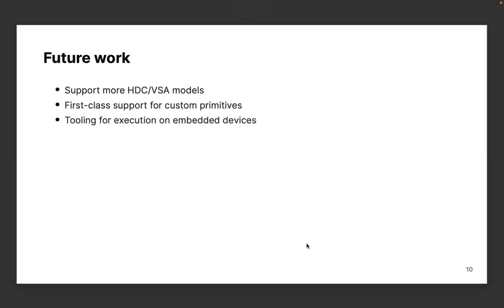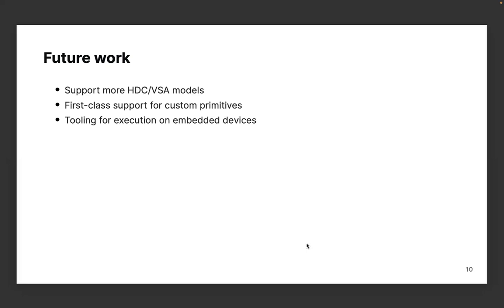Which leaves us to the future work, and we want to see if we can implement and support more HDC and VSA models. We think that we support the most commonly used ones right now. At least these are the ones that we have been using. But if there's other people that want to use other models, we are looking into how we can support more. And we also want first-class support for custom primitives. So if you want to experiment with your own binding operation, for instance, we want you to be able to specify your own binding function, and this would then be reflected across the whole library, such that if you use our common encoding patterns, it would use your specified binding operator, and you won't have to redo the whole library just because you want a new binding operator.